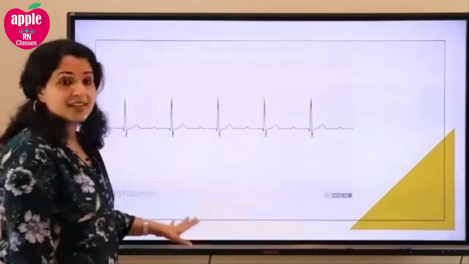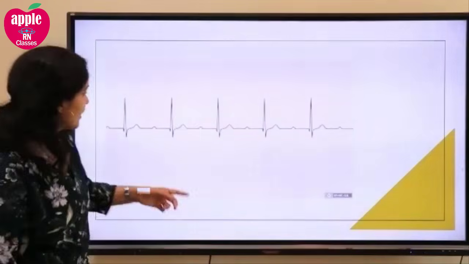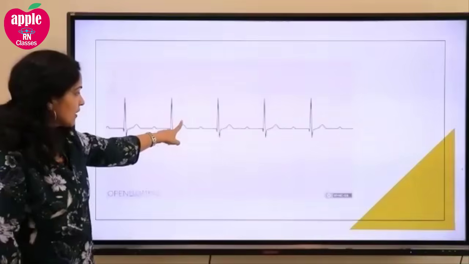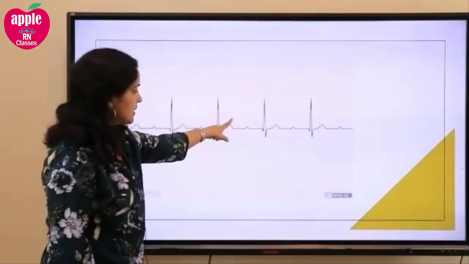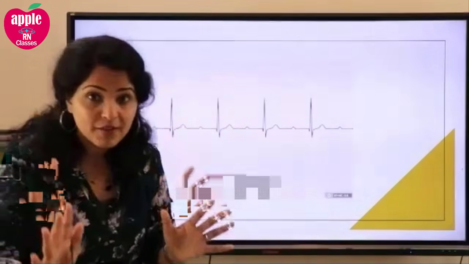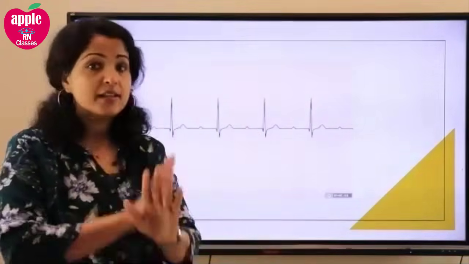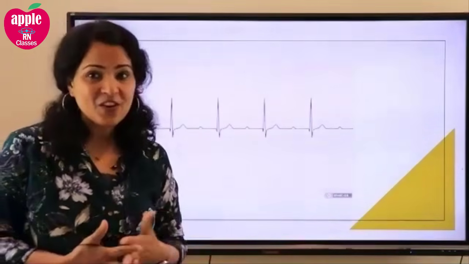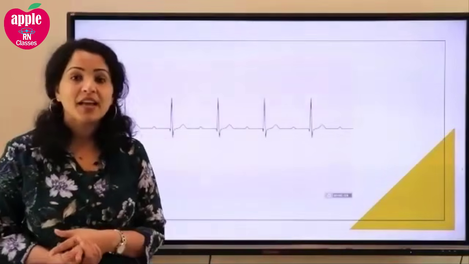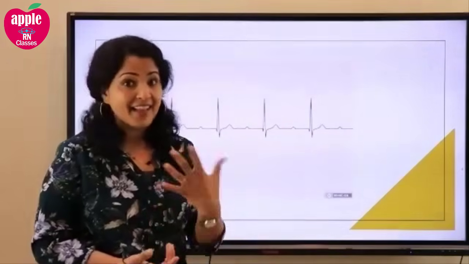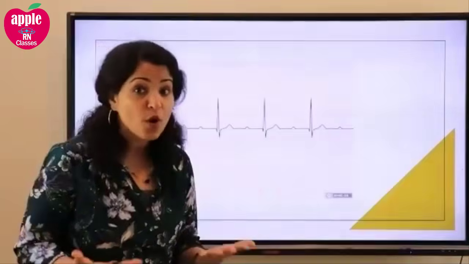Now, in this one, there is no dropped QRS. Like you can see, there is a QRS, T, P, there is a QRS, T, P, QRS, T, P, QRS, T, P. Which means for every P wave, there is a QRS. There is no dropping. If there is no dropping, what is it? Can you type in? If you can type in first degree, very good. If there is no dropping, then most probably it's first degree.